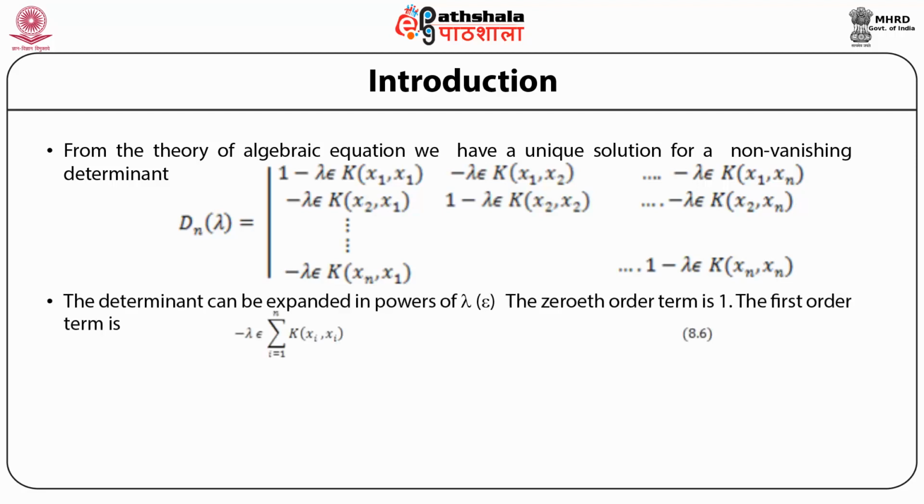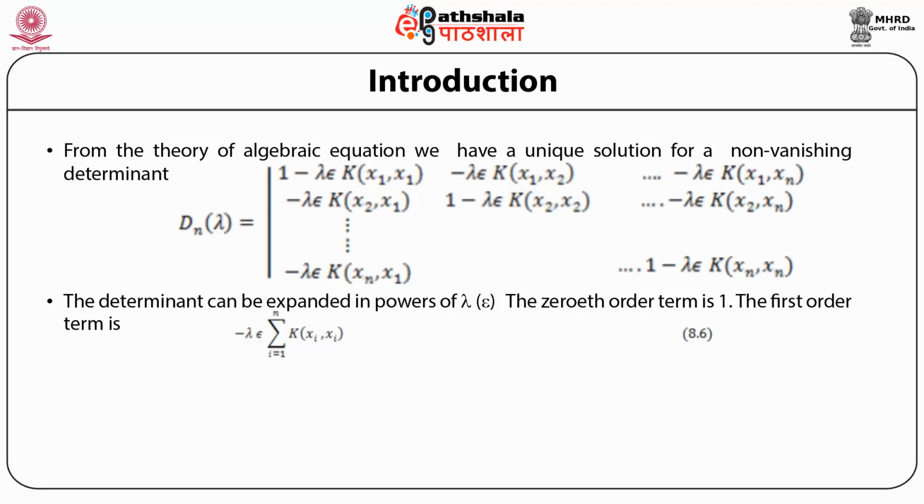Now this determinant can be expanded in powers of lambda epsilon, because epsilon is small, in fact it goes to 0. The 0th order term is simply equal to 1. When you put lambda epsilon equal to 0, the determinant has only entry 1 along the diagonal. The matrix whose determinant is to be determined has only non-zero entries along the diagonal, each equal to 1 itself. So the 0th order term is 1.